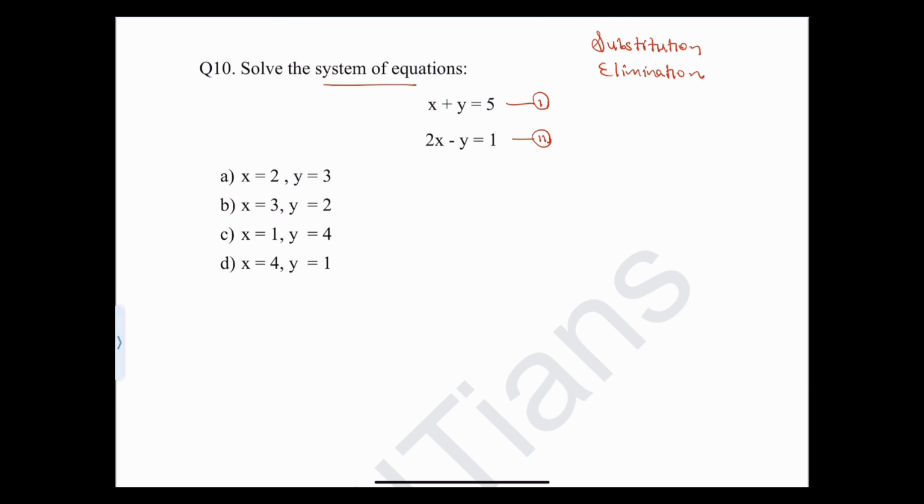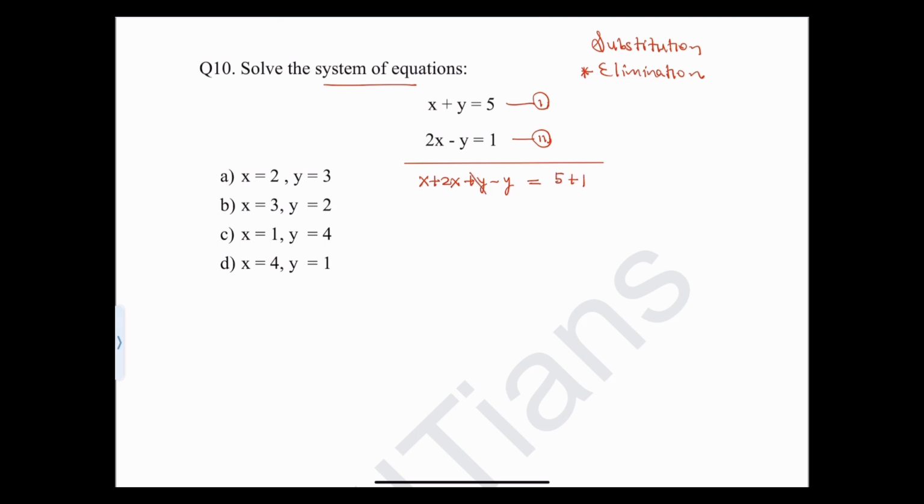So over here, what's easier? It's completely up to you however you want to solve it. I'm going to use elimination over here. Why? Because I see a plus y and a minus y, so I can simply add these two equations up and eliminate y. So let's add these two equations. We get x plus 2x and plus y minus y on the left hand side, and on the right hand side I get 5 plus 1, right?